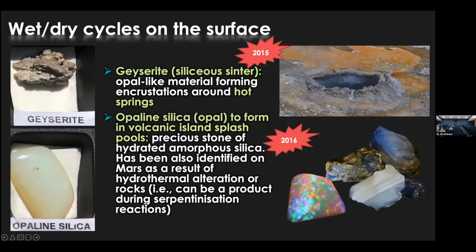Here is opaline silica, but if you just process it a little bit, you can see the very nice colors, and you can use it as a precious stone. This is identified also on Mars remotely, but also from Martian meteorites. One of my works, actually with a colleague from Glasgow University, also identified opal in the Martian meteorite Nakhla.